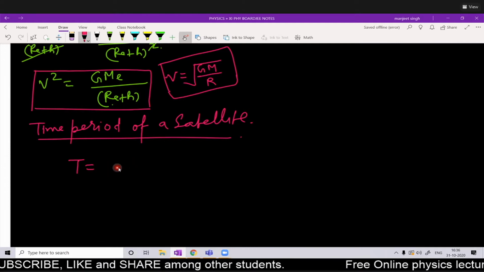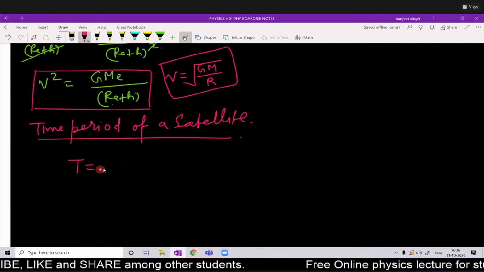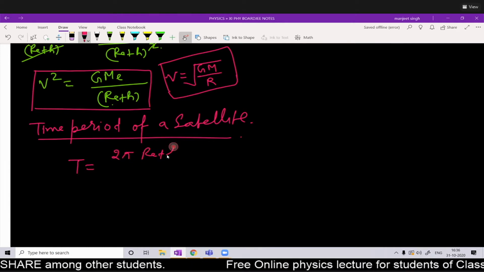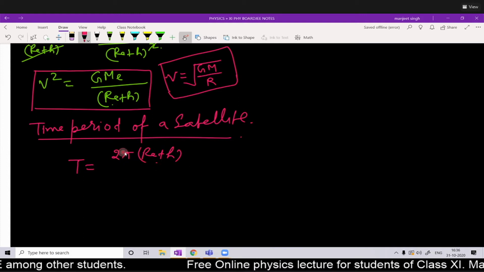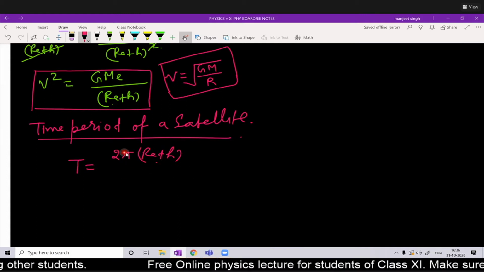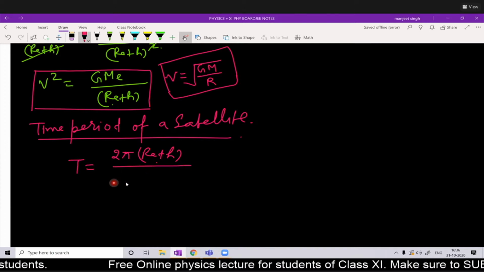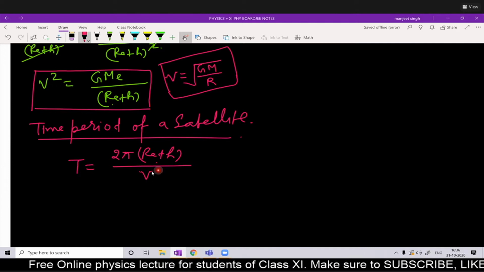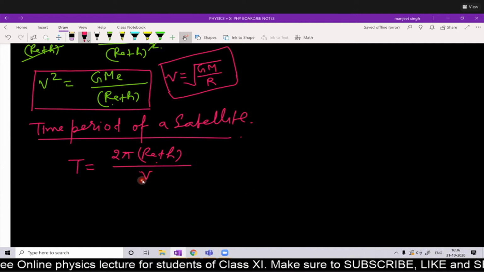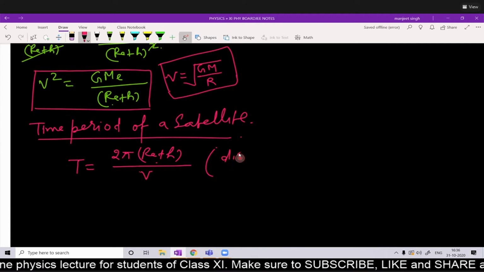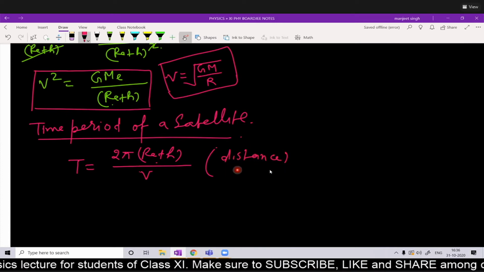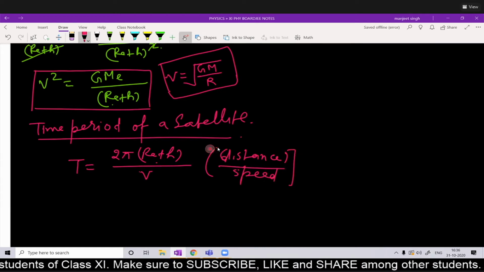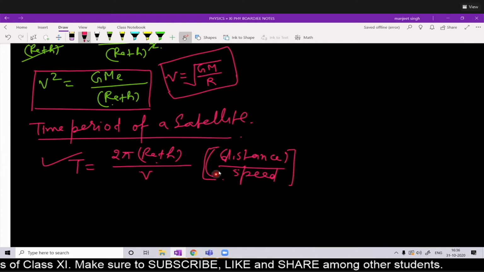So suppose a satellite is moving around the Earth in T time, then one revolution covers 2 pi (Re plus H), because it is at height h above the Earth. This is the orbit's circumference, divided by the velocity of the satellite. Distance upon speed. What is this formula? Distance upon speed gives us the time to complete one revolution. That is called the time period.